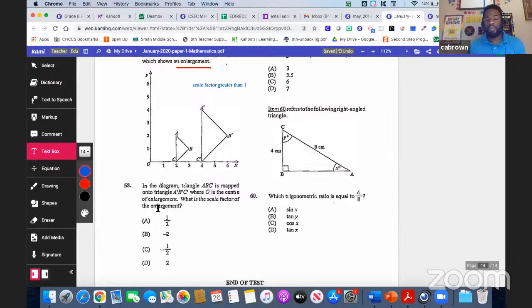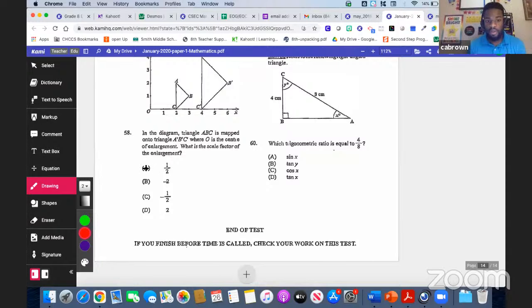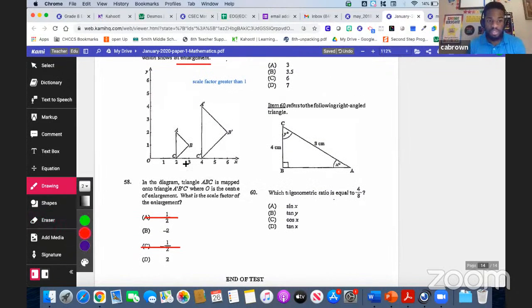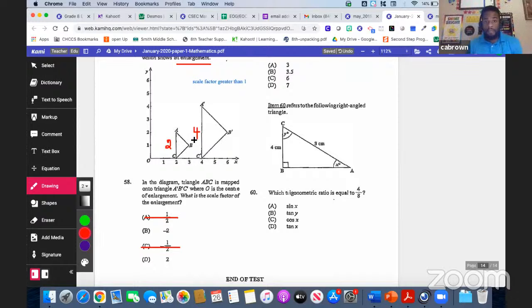As I mentioned, when you have an enlargement, the scale factor must be greater than 1. A is out because a half is not greater than 1. Let's see how much it increased. You can check by counting the units. From A to C, that's 2 units. From A prime to C prime, that's 4 units. You can go ahead and divide. 4 divided by 2 is 2. So you can clearly see that the size of the triangle doubled. So our answer here is D.